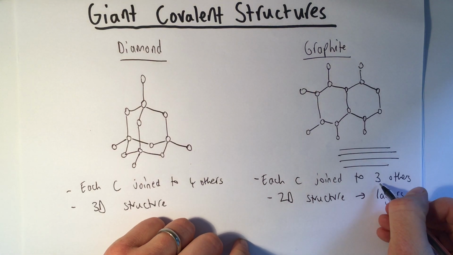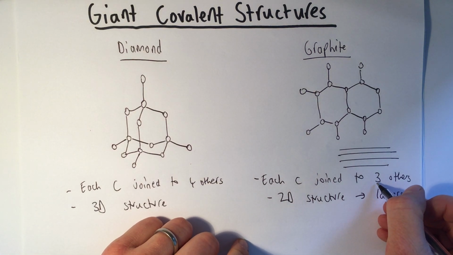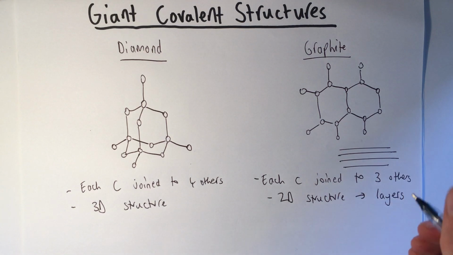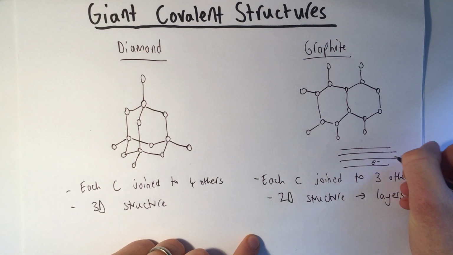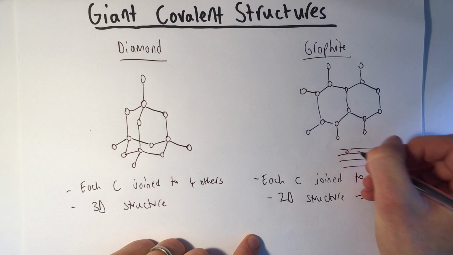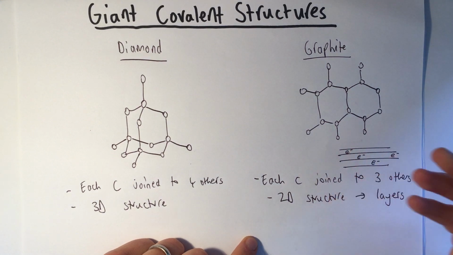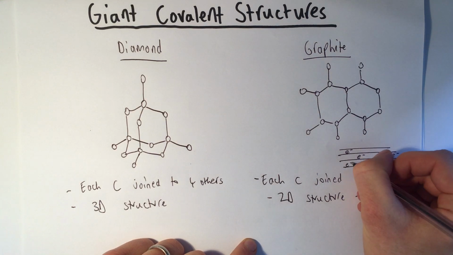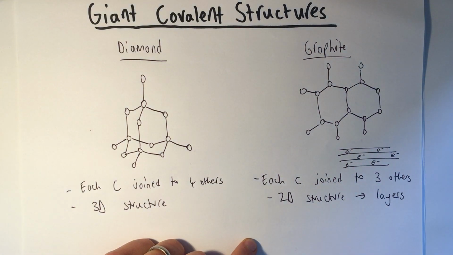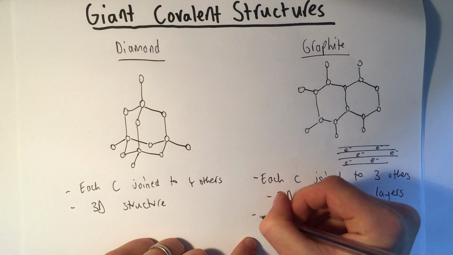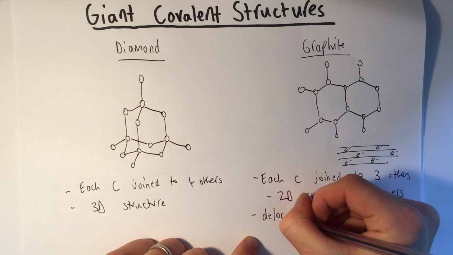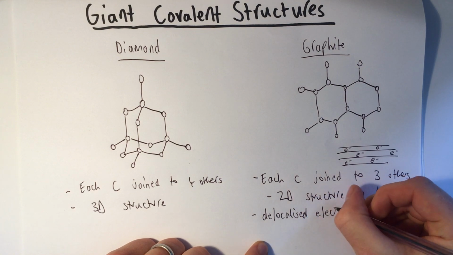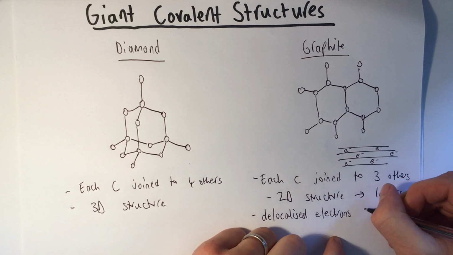The other question is, if each carbon atom is joined to 3 others, what happens to that last electron? And the answer is, it becomes delocalized. That means it's free to move, no longer associated with a certain atom. And those delocalized electrons exist between the layers like that. So that's the last point to note down, delocalized electrons between the layers.